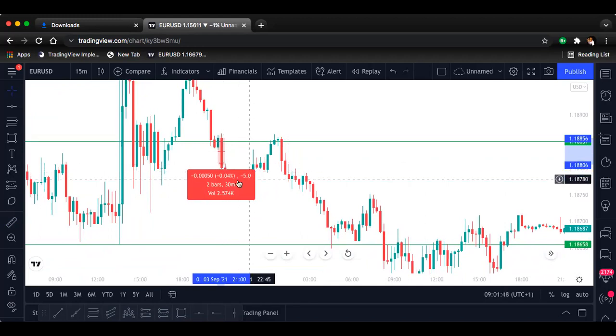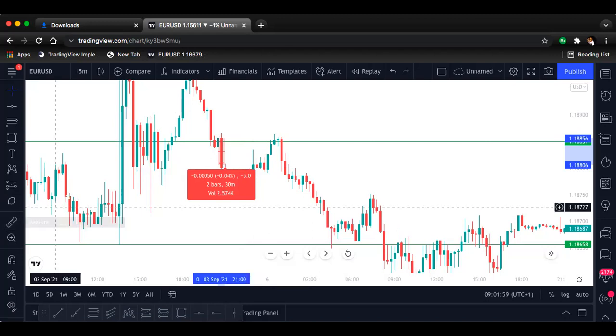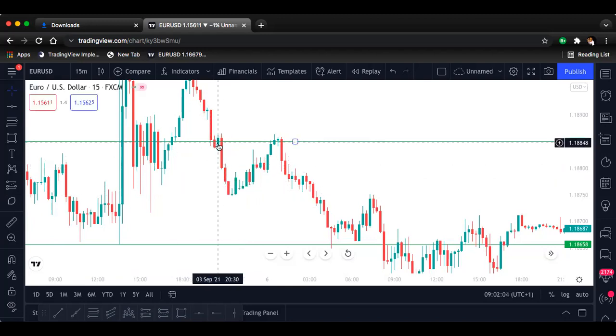This is how to use pips on TradingView. This is your tool for measuring. You can see it's called measure. Shift click on the chart and drag. So you'd have lost 5 pips here. Fine. Then it would have continued.